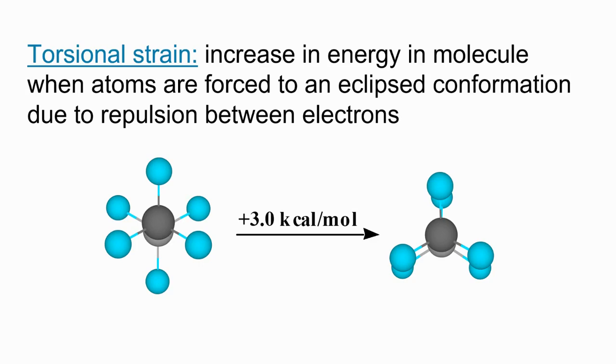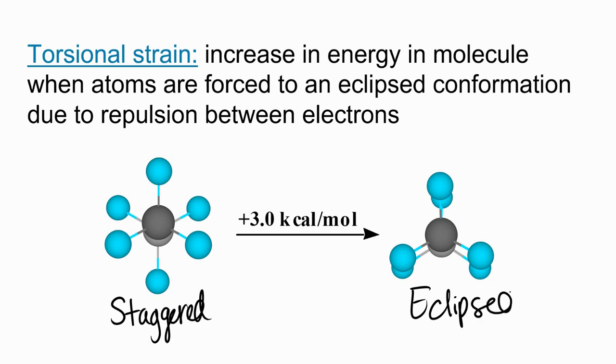Torsional strain is used to explain why these alkanes want to be staggered. As you move from staggered to eclipsed, there's added energy, 3 kilocalories per mole, and that increase in energy is due to torsional strain, due to the fact that these electron clouds are going to have more overlapping when they're eclipsed. And they're going to repel, and so therefore the eclipsed is going to be a higher energy structure.